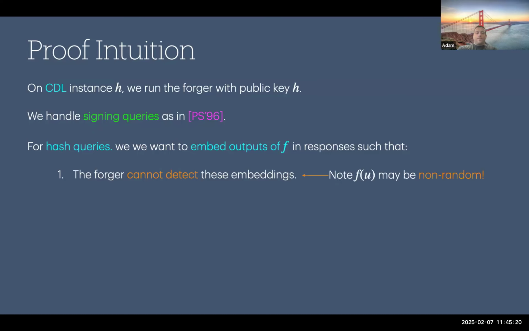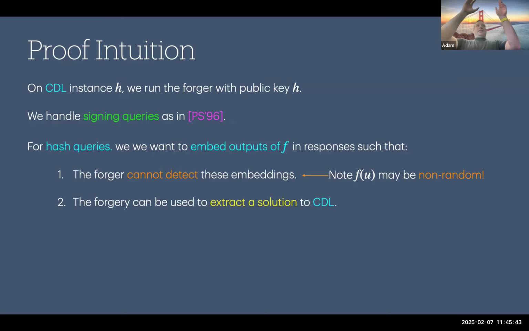And then this is delicate because F may be very skewed, right? And then when the adversary forges, we can extract a solution to CDL from the forgery. So we kind of want to blind the values of F in the hash answers, such that when the adversary forges, we can strip off the blinding and get back a solution to CDL.